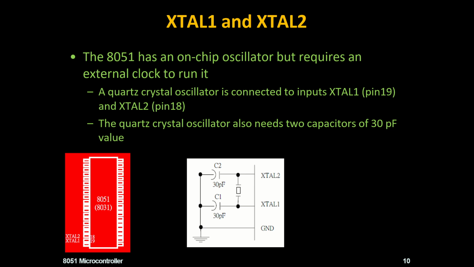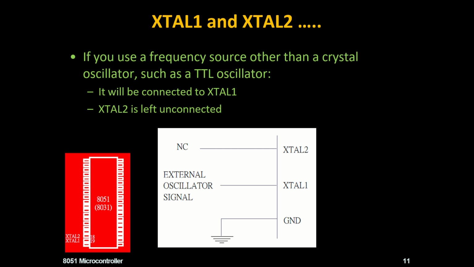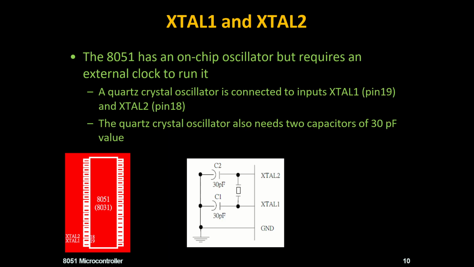Crystal 1 and crystal 2. The 8051 has an on-chip oscillator but it requires an external clock to run it. That is why we are using a quartz crystal oscillator between crystal 1 and crystal 2. The quartz crystal oscillator also needs two capacitors of 30 picofarad value. So this is the block diagram of the quartz crystal oscillator connected to the 8051.